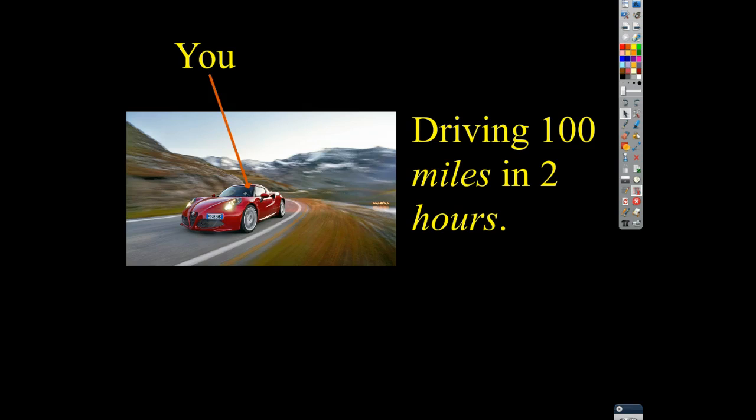So let's say you are driving a car and you're going 100 miles in 2 hours. Well, no, this is kind of scary. Let's say you are the passenger of a car and you're driving along 100 miles in 2 hours. And we're going to try to figure out what our speed is. Now, I know you probably can already do this, but we're going to define this in a little bit more formal sense for math. So I'd like you to write these down in your notebook, okay?